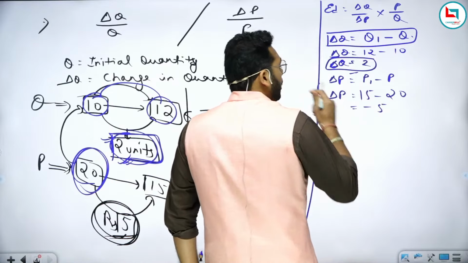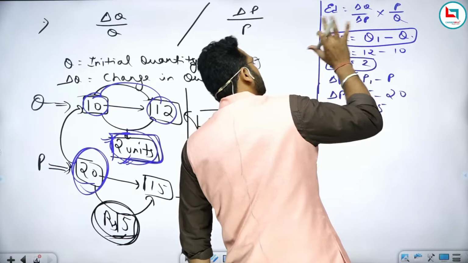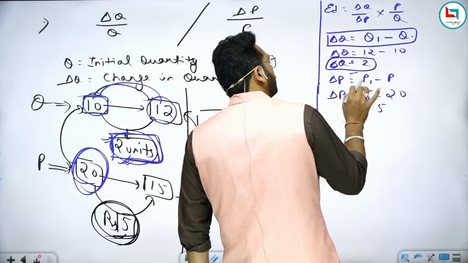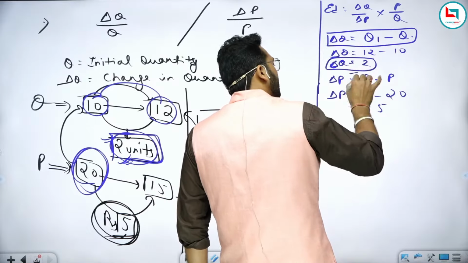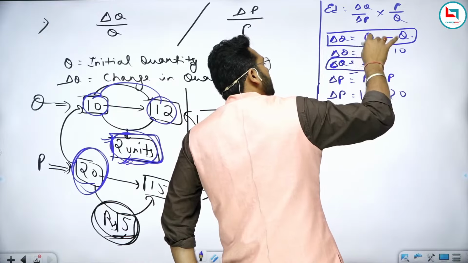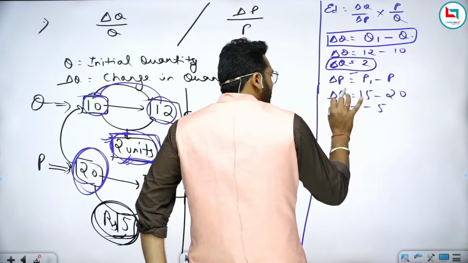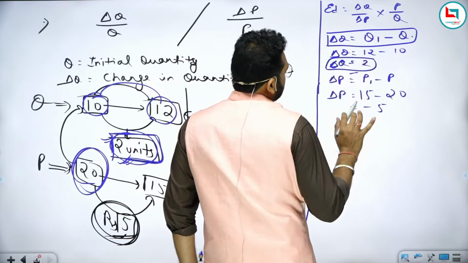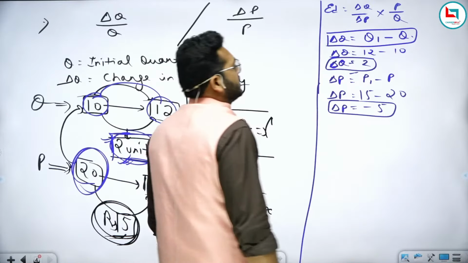Always remember, you need to apply the same formula as you applied in the change in quantity. If you applied Q1 minus Q, then here you also need to apply P1 minus P. If you are using Q1 first, then at the time of calculating the change in price you need to apply P1 the same way, right? So the value of change in price is minus 5.